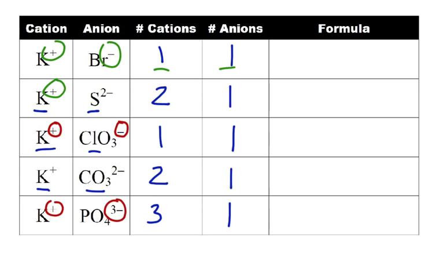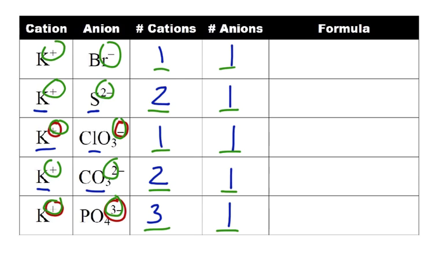If this is 1 and 2, I'm going to need 2 and 1. This again is 1 and 1, answer is 1 and 1. This is 1 and 2, then I need 2 and 1. 1 and 3, I need 3 and 1. Now the reason for this is the fact that all of the charges have to be balanced, but it does work out pretty nicely that if you just crisscross those charges, that'll turn into the number of cations and anions that you need. Now let's go back and write the formulas for these.